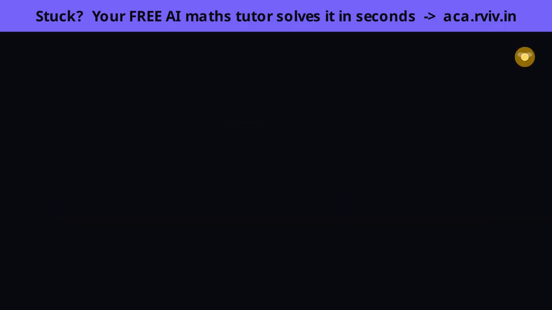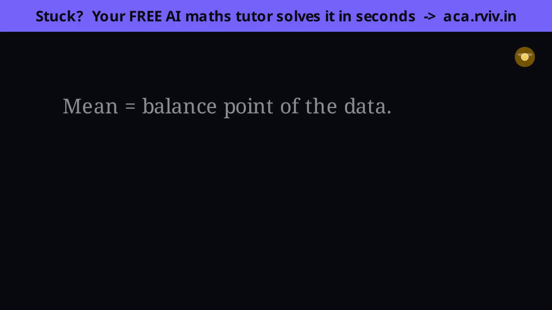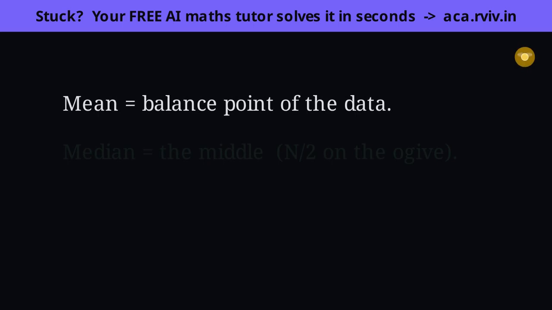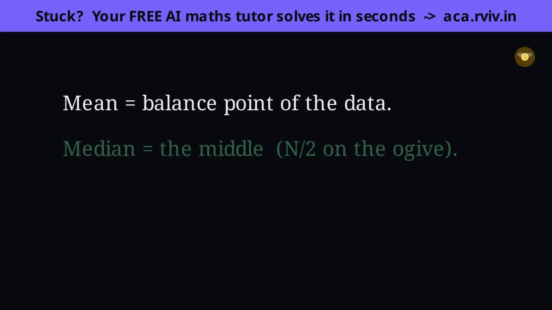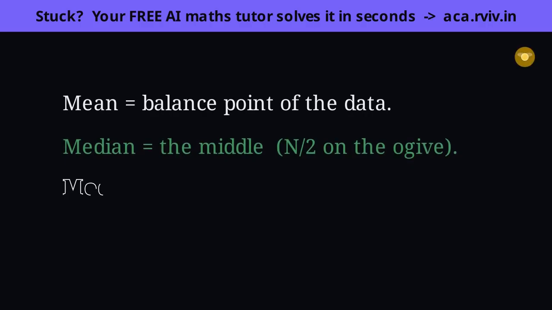So carry 3 pictures out of here, not 3 formulas. The mean is where the data balances, the center of weight. The median is where the count splits in half, the middle position, read off the ogive at n/2. And the mode is the value that happens most, the tallest bar.